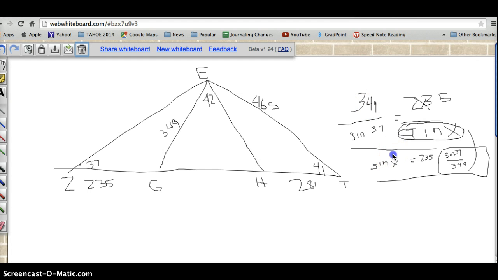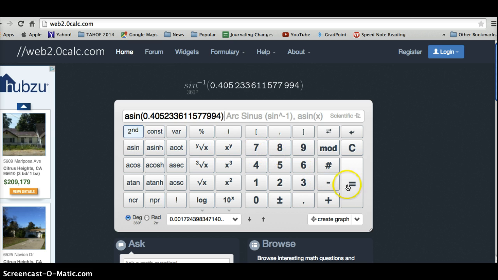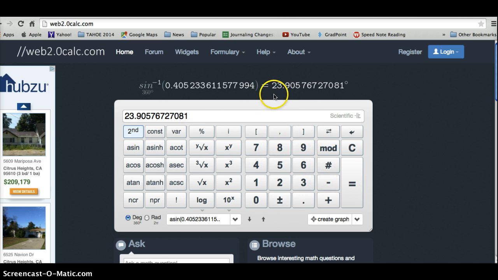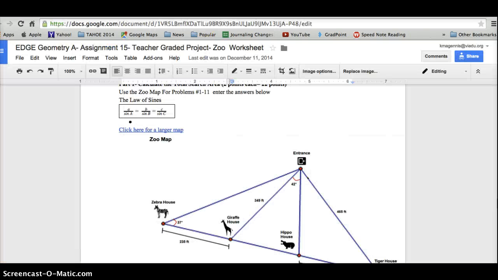Now remember, what I want is the angle X. So there's this button, the inverse of the sine. You see the -1. So I click second. It's actually called the arcsine. Click on that. Equals. Now this is actually the angle in degrees. See that? 23.9 and so on. I would suggest just going ahead and rounding it to the whole number. So in that case now, I know that this angle is, what was it, 24?